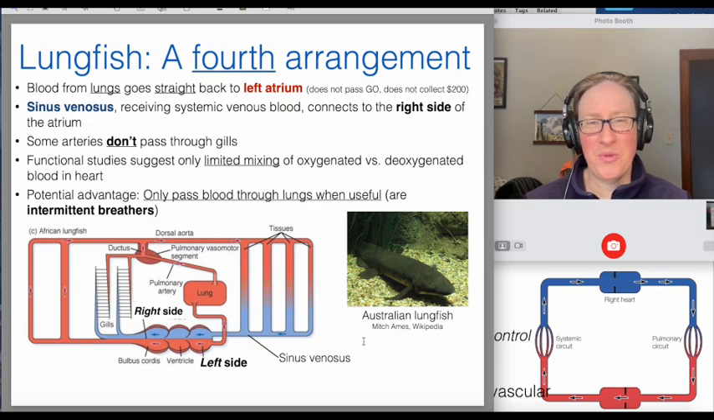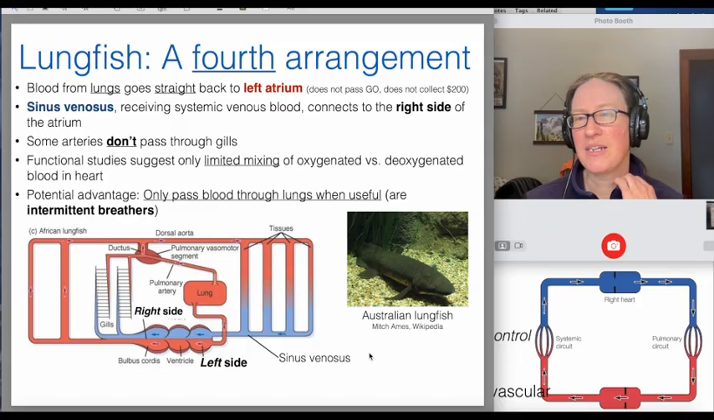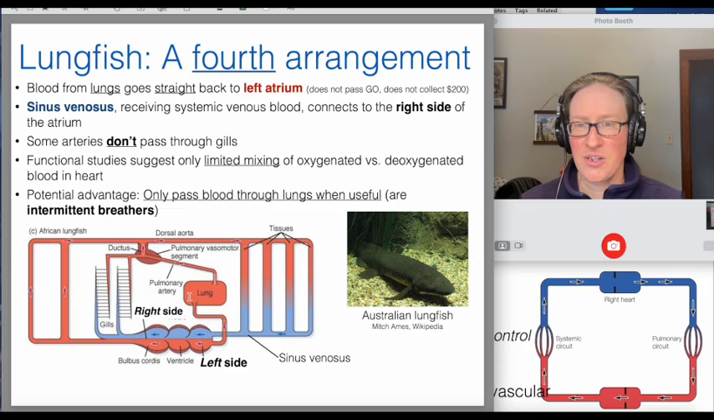So then we get to another arrangement in fish, found specifically in lungfish, one of our air-breathing fish types. So here's a depiction from our textbook of this. So here's the lungfish lung. Notice that blood from the lungs goes straight back to the left side of the lungfish's atrium, right? Doesn't pass go, doesn't collect 200. And in contrast, the sinus venosus, right, which gets the systemic venous blood that's deoxygenated, the sinus venosus connects to the right side of the atrium.